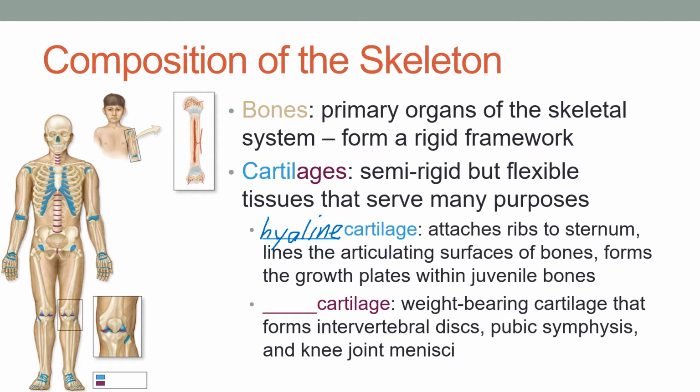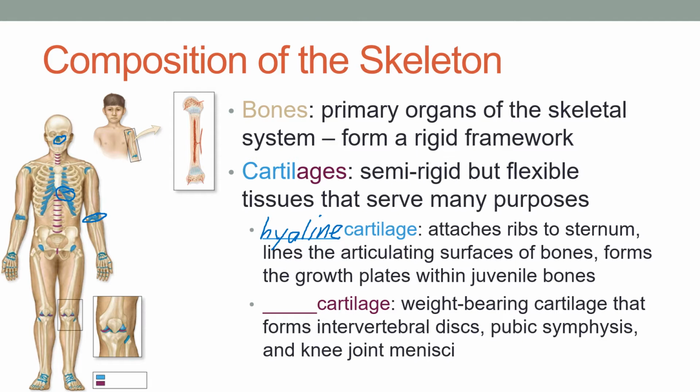So you'll see this kind of cartilage forming the junctions between ribs and the sternum. We call that costal cartilage. You find that kind of cartilage forming the ala, the wings of the nose. And you find that kind of cartilage forming the articular surfaces between bones that have to do a lot of movement against each other.